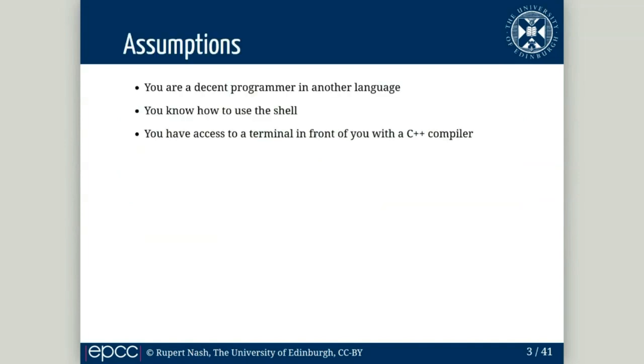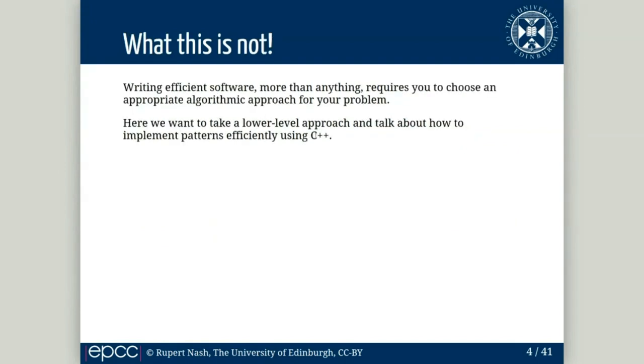Okay, well, there are a set of assumptions that we have for the course, and we've highlighted them here. To learn C++, you need to be a decent programmer, as it says here, experienced with another programming language. You'll also need to understand how to use the Unix shell, and you should have access to a terminal in front of you with an installed C++ compiler. Now, we also will provide access to ARCHER2. There should have been information sent out on that.